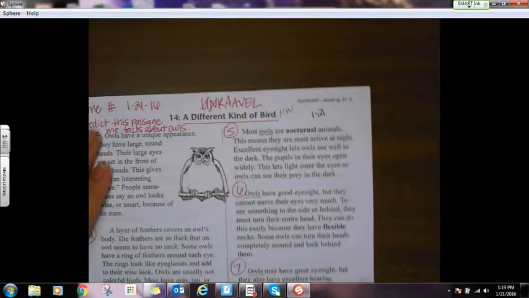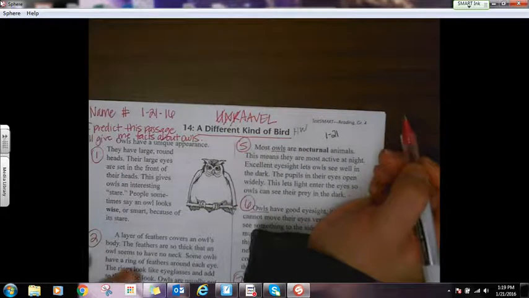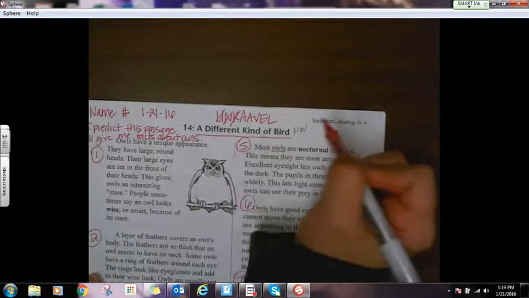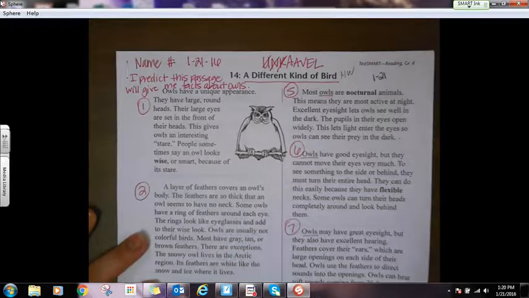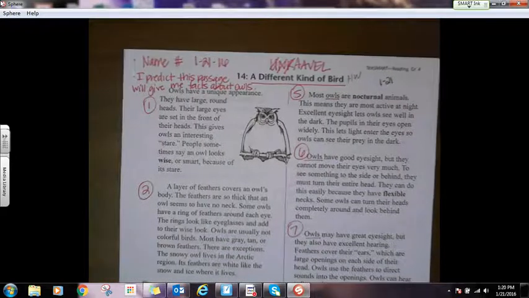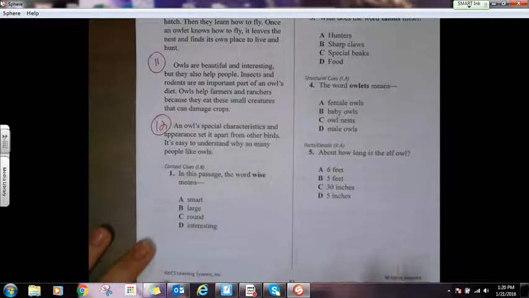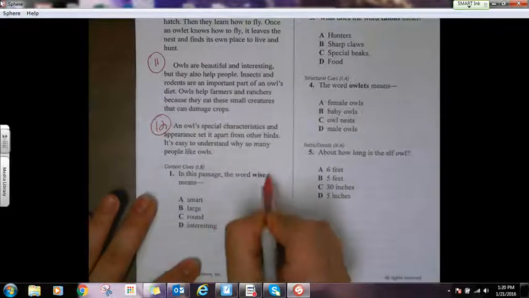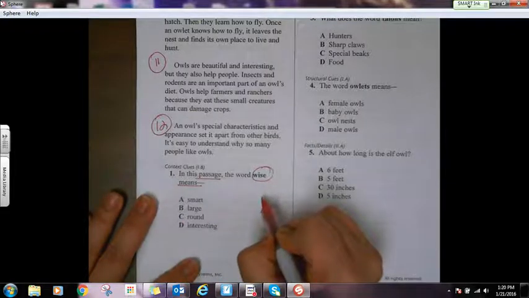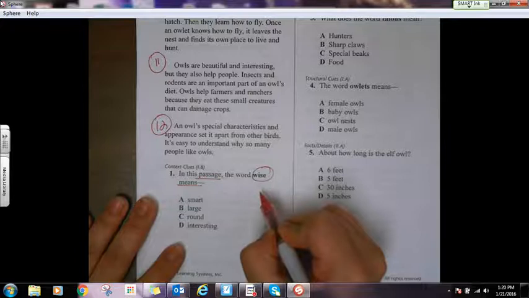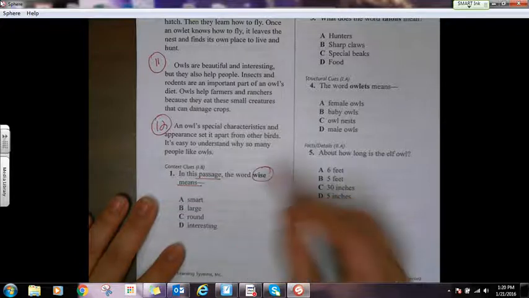Okay, the next letter in unravel stands for are you reading the questions, and are you circling and underlining important information in the questions. So we'll go through and look at the questions together. If you'll turn to question number 1, and at this point we haven't even started reading the passage yet. Number 1 says, in this passage the word wise means, okay, I want to pay attention to how it's used in this passage because there may be more than one definition for the word wise, but I'm looking for the meaning of that word in the passage.